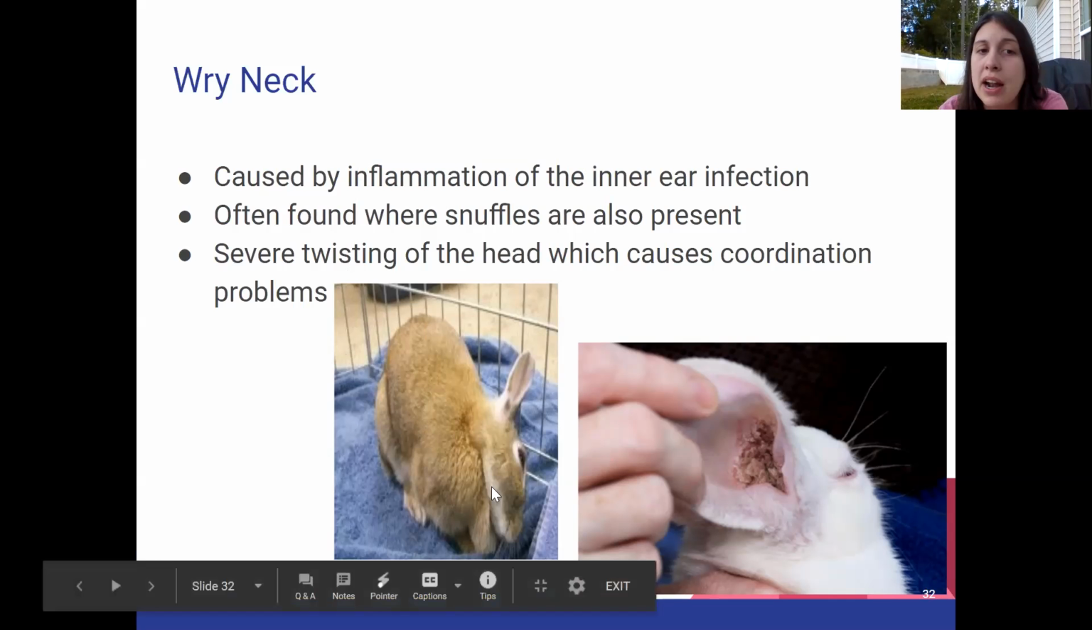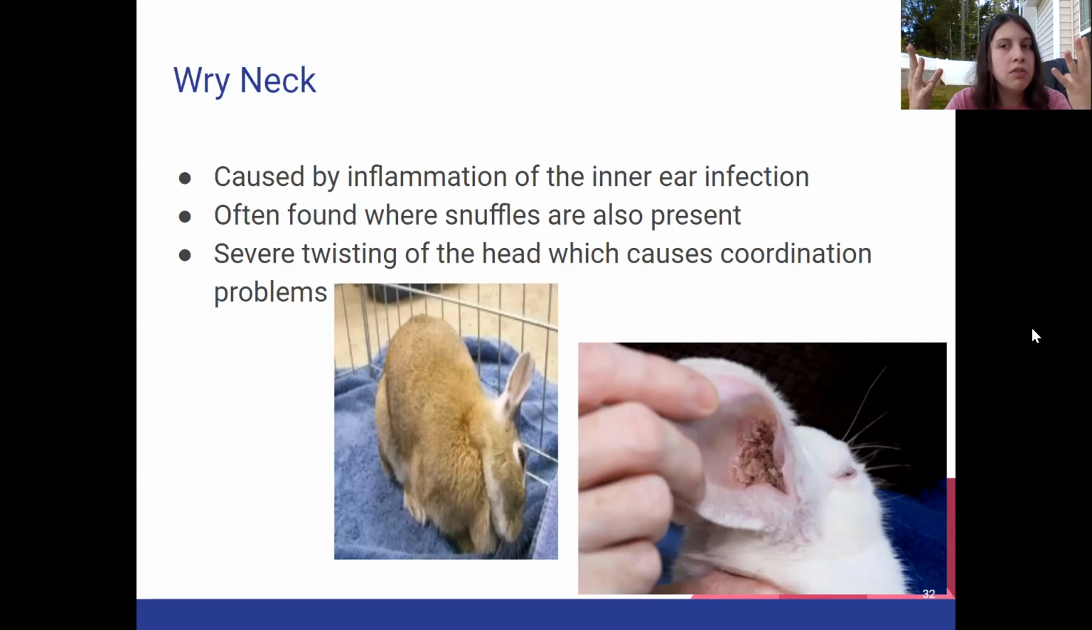Typically, if you have an animal that has rat neck, you're also going to see them having snuffles, because a lot of times a cold and an ear infection go hand in hand. So if your rabbit has one, more than likely they're going to have the other. They typically go together.